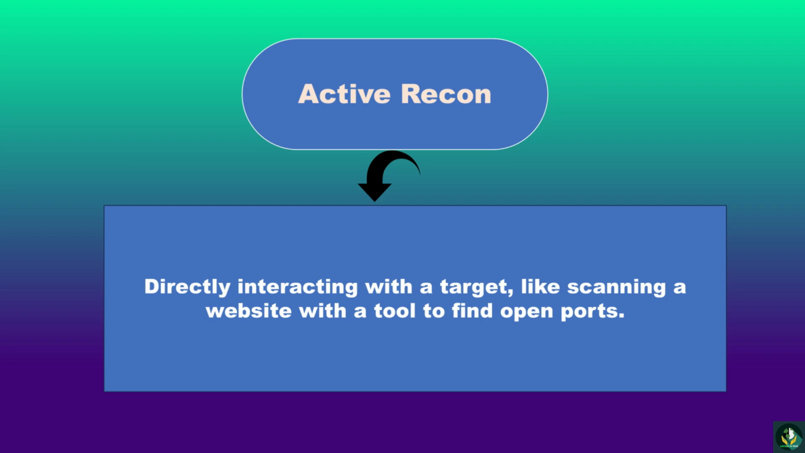Now imagine stepping out of the shadows and directly engaging with the target. Active recon involves interacting with the target systems to gather detailed information. You might use tools like ping commands to check if the system is online, and map scans to discover open ports and services. This method provides deeper insights, but it is risky. You are likely to leave traces in the logs, and the target might detect you. For example, running a port scan on a website to find out which services are running.